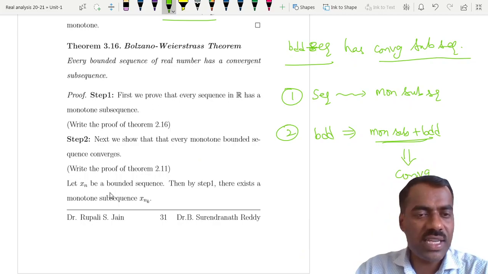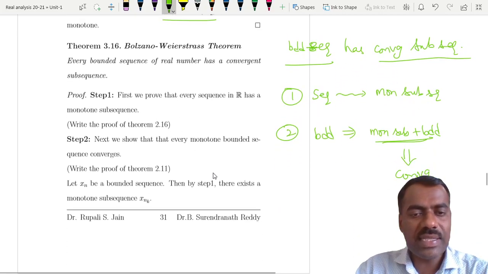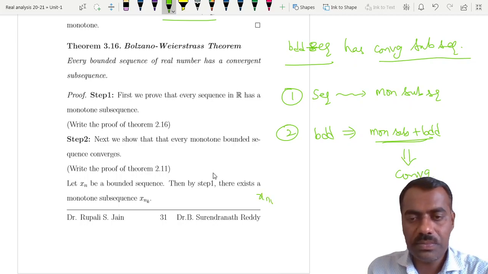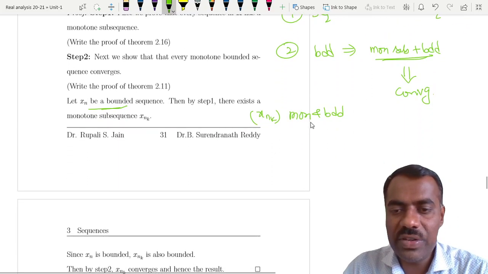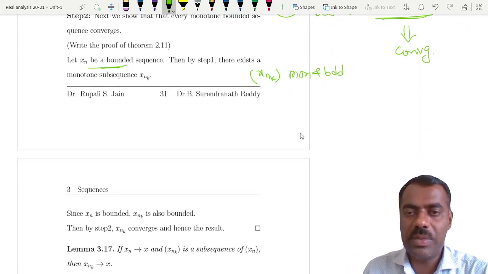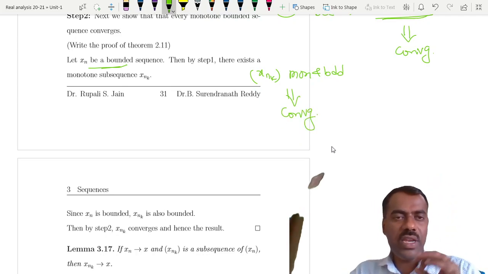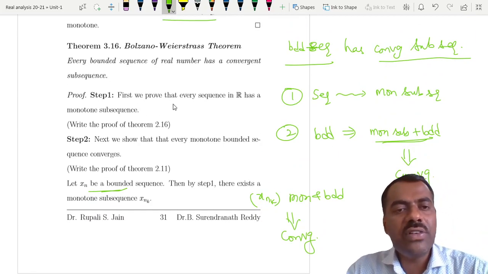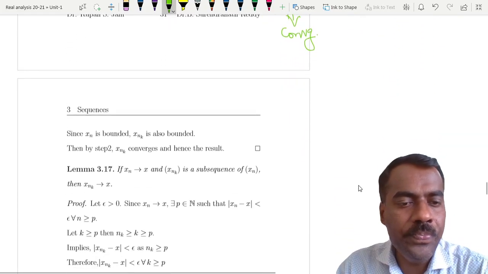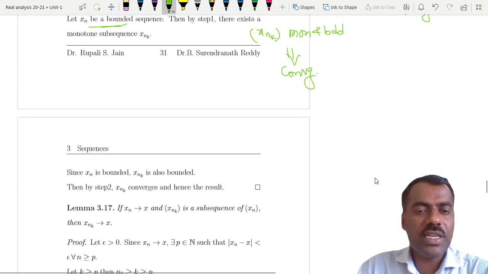So take a sequence xn, which is a bounded sequence. Then by the previous result, this xn has a subsequence xnk which is monotone, and because your xn is bounded, this is also bounded, and we have proved a result: if it is monotone and bounded, then it converges. That means this converges, right? So every bounded sequence in R has a convergent subsequence. Okay, that is called the Bolzano-Weierstrass theorem.